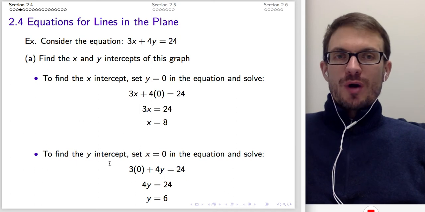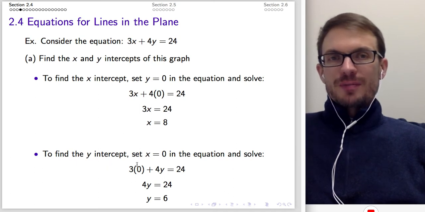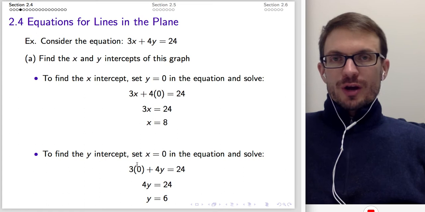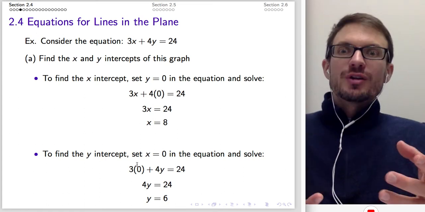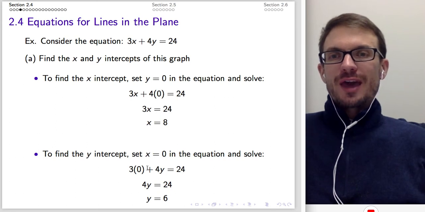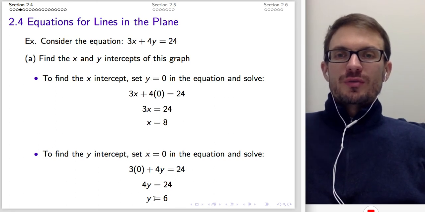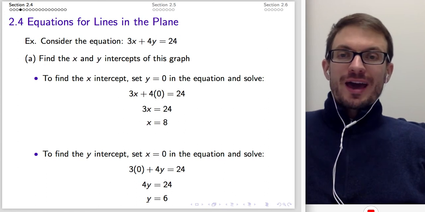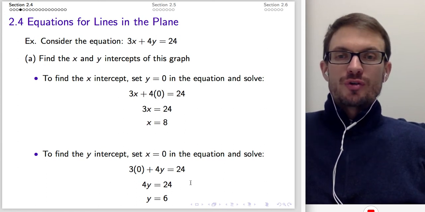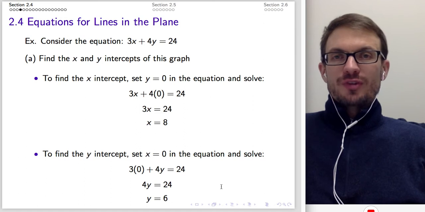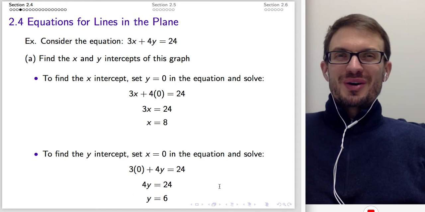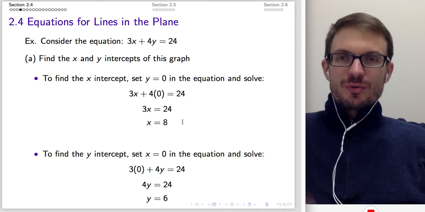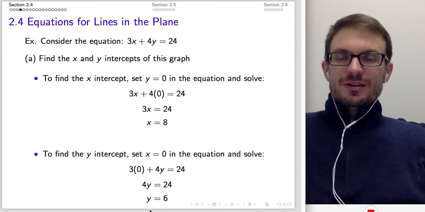We do the same thing with the y-intercept. We know the y-intercept has to have an ordered pair where the x-coordinate is 0. So we have a 0 and then something, and we're going to find that something. So we set x equal to 0, we solve, and we find, oh, when x is 0, y has to be 6. So this gives us the ordered pair 0, 6, and that is the y-intercept. Now if you want to graph this line, a really low-cost way to do it is to just plot those 2 points, 8, 0, and then 0, 6, and connect the dots.